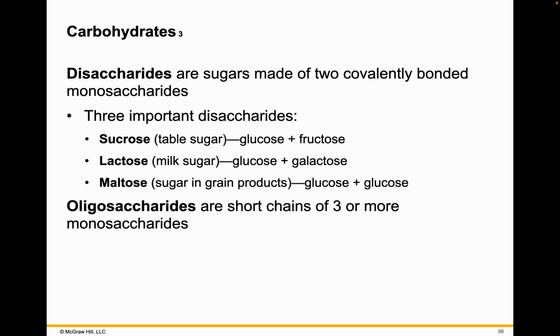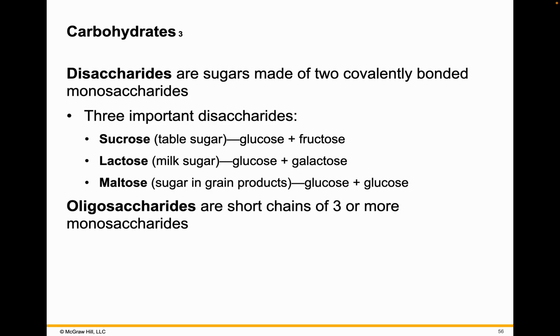When you cook 2 monosaccharides together, you get disaccharides, and these disaccharides are important for our diet supply of monosaccharides. Sucrose is a glucose and fructose, that would be table sugar. Lactose in milk is a glucose and a galactose, and maltose, which is in grain products, is a glucose and a glucose.